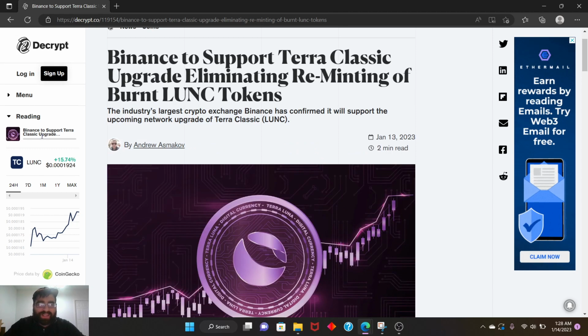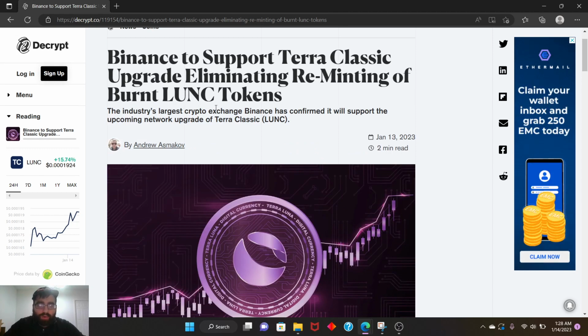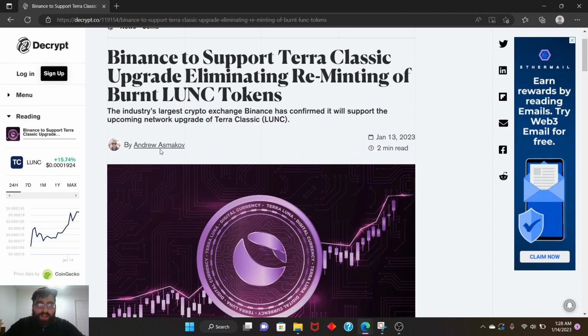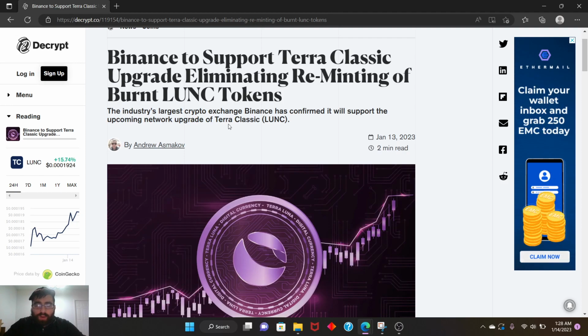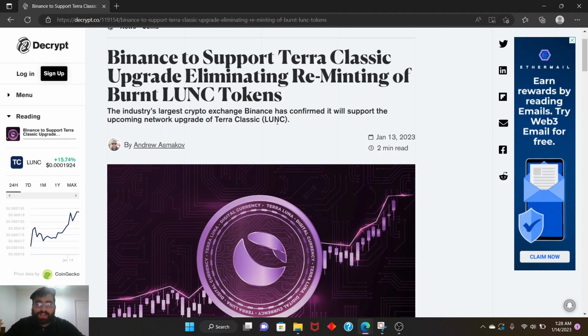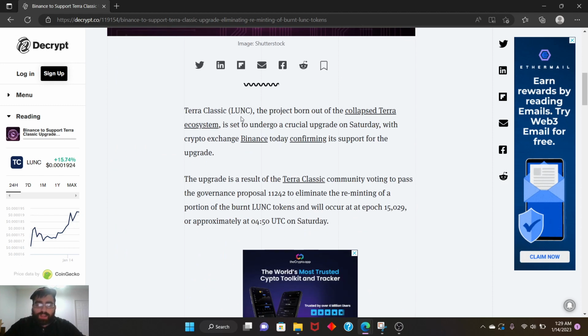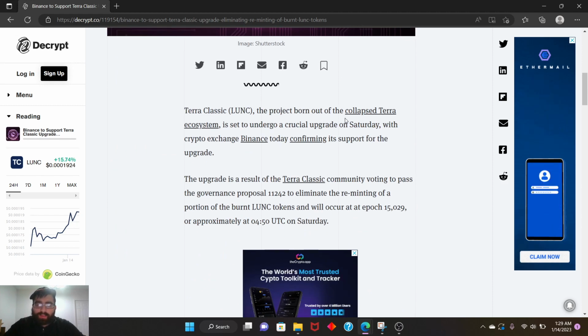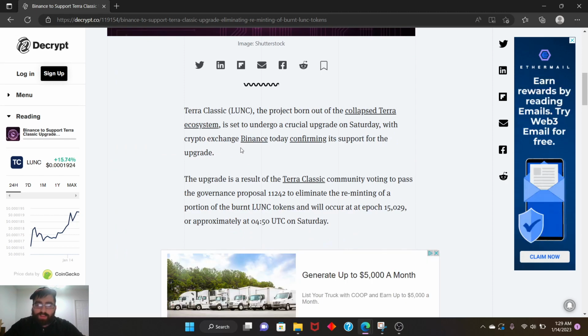Binance to support Terra Classic upgrade, eliminating the reminting of burnt Luna Classic tokens. So this is by Andrew Asmakov. The industry's largest crypto exchange, Binance has confirmed it will support the upcoming network upgrade of Terra Classic Luna Classic, right? Terra Classic Luna Classic, the project born out of the collapsed Terra ecosystem, is set to undergo a crucial upgrade on Saturday with crypto exchange Binance today confirming its support for the upgrade.